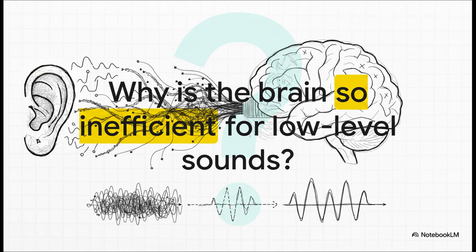So the real question we should be asking isn't why we're so good at hearing loud sounds. It's actually, if our peripheral auditory nerve is sending so much perfect, highly detailed information up to the brain, why is our central nervous system so surprisingly bad at using it to interpret very quiet sounds? It seems the real limitation isn't in our ears at all, but hidden somewhere much deeper in the brain.